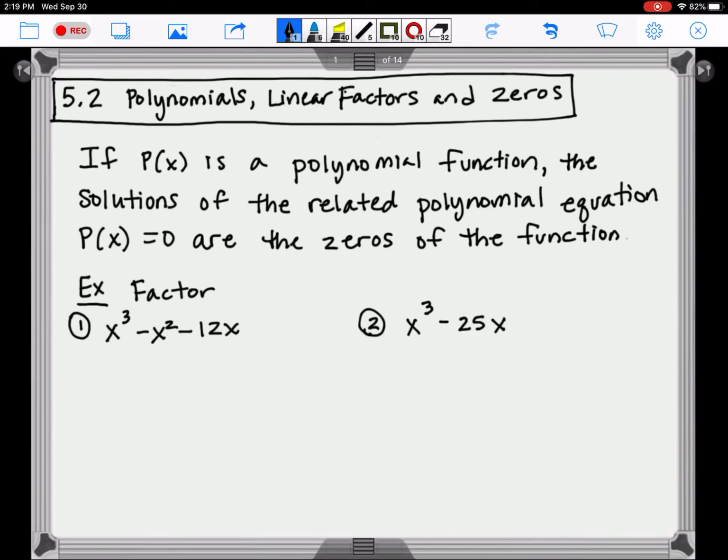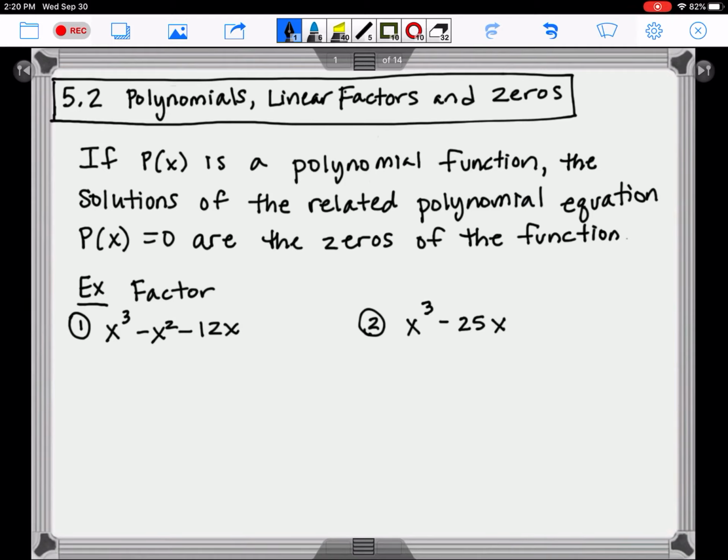Hey everybody, this section talks about polynomials, linear factors, and zeros, and how all of those things are related. We are going to learn how to analyze the factored form of a polynomial, and we're also going to learn how to write a polynomial function from its zeros.